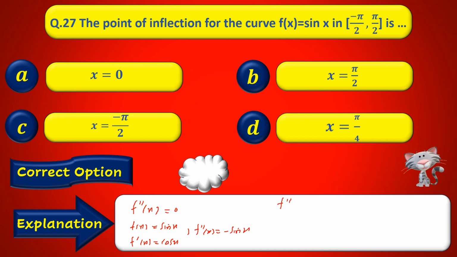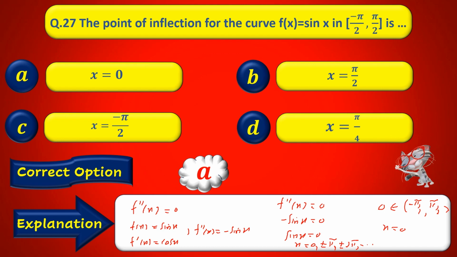Now we put the double derivative equal to 0 to assess the points of inflection, and it gives x is equal to 0, plus minus pi, plus minus 2 pi and so on, but only 0 belongs to our interval minus pi by 2 to pi by 2. Therefore, x is equal to 0 is our point of inflection, which is the option A.